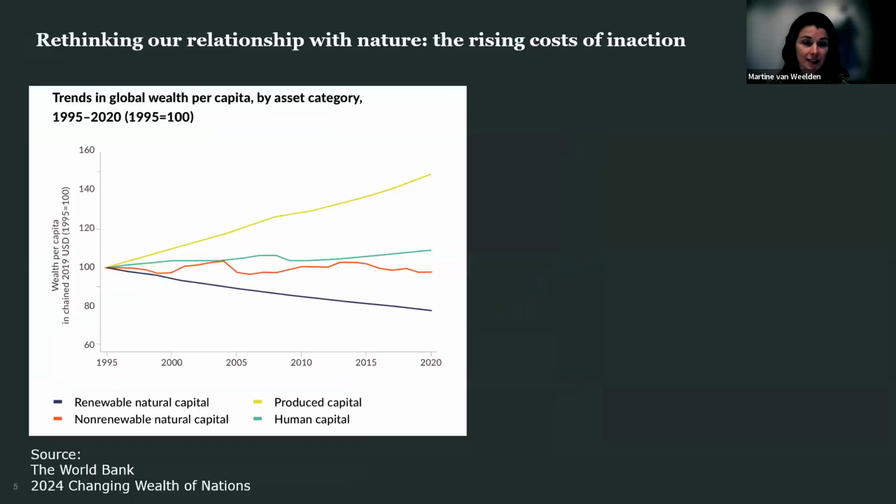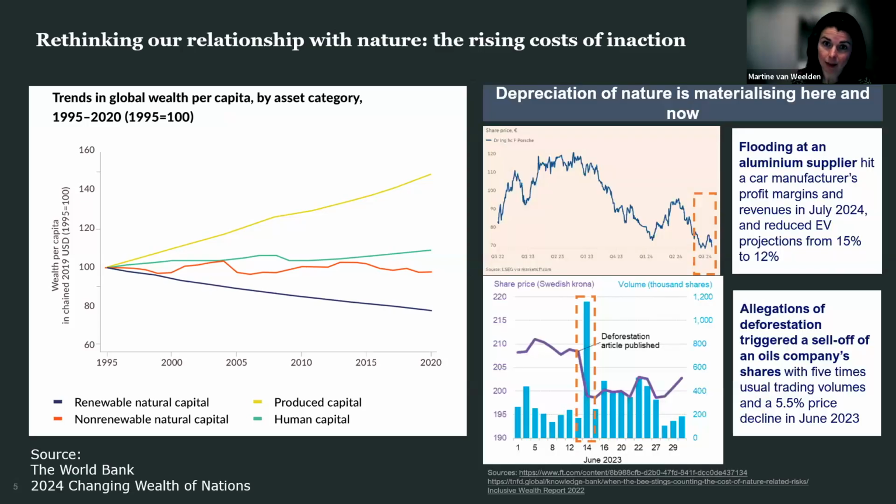To the left here, you see a graph that you might also know from the Dasgupta review in 2021. As you can see, the yellow graph is our produced capital, and it has increased significantly over the past 30 years, whereas our natural capital has deteriorated. And again, it's already now that depreciation of nature is materializing.